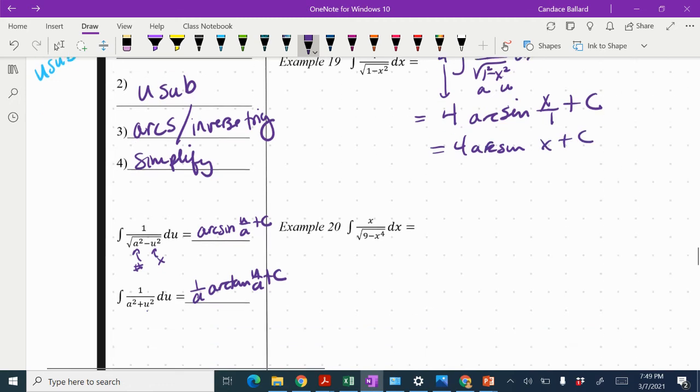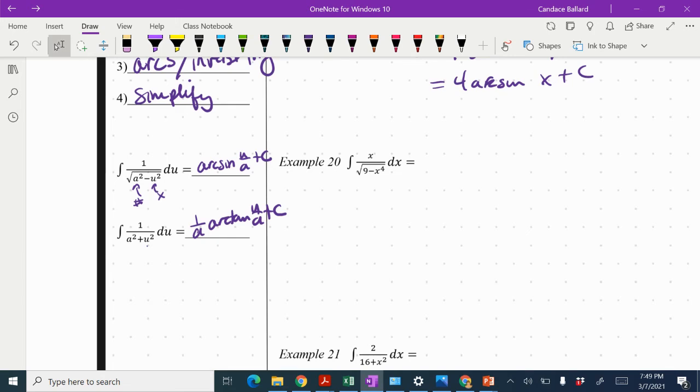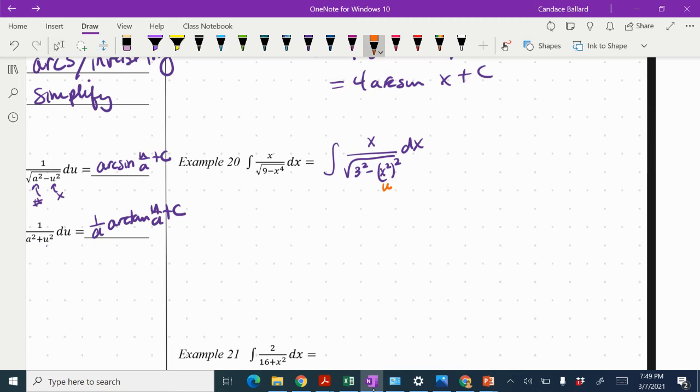All right, let's take a look at 20. 20 is a little bit different. It isn't quite set up in the right format, because I really want like a 1 on top, but I'm going to rewrite it just a bit so we can see maybe what the a squared and the u squared are. So x over the square root of 3 squared minus x squared squared dx. So you'll notice that my u is actually x squared, and we actually do need a u substitution on this one. So let's try that.